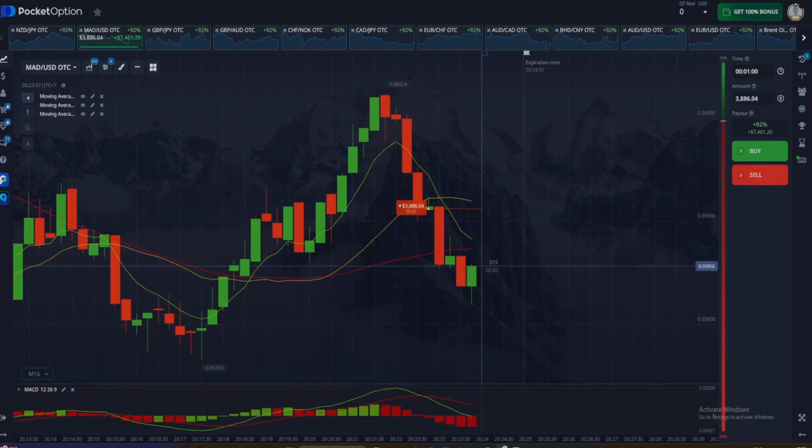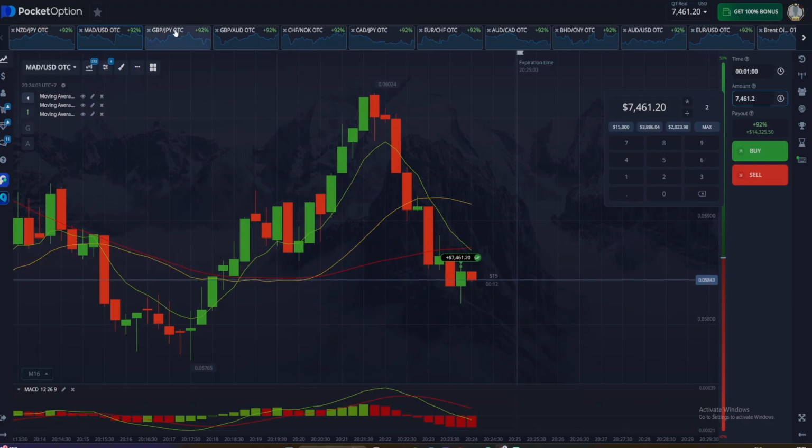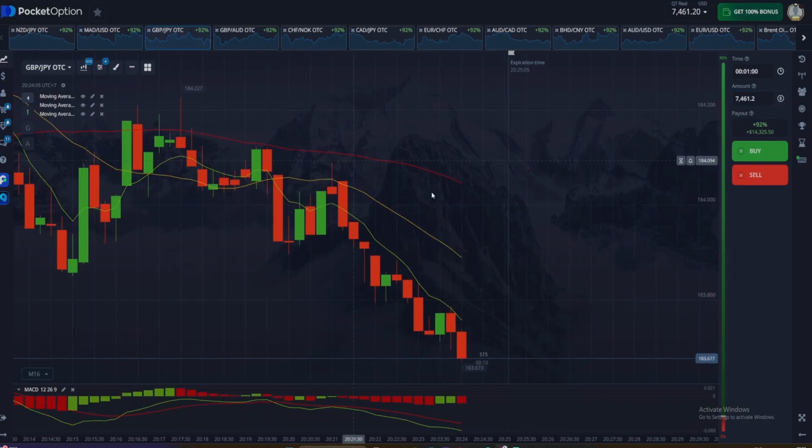The price drops as expected. And yes, profit secured. Now let's open the market again, reanalyze the conditions, and look for the next opportunity.